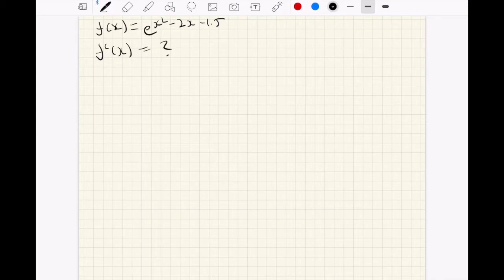Just from looking at this equation, you may realize something that's a little off. It's not the kind of question you're used to, like, for example, x squared minus 2x. Those are really easy derivatives you can solve. But this is a little different because you have e to the power of x squared minus 2x minus 1.5. You may wonder, how am I going to approach this question?